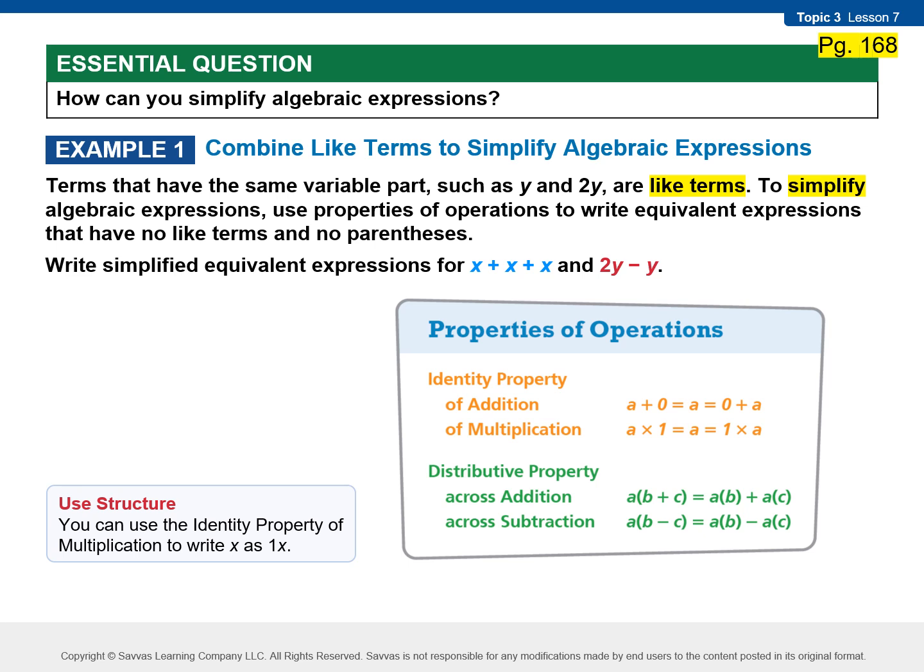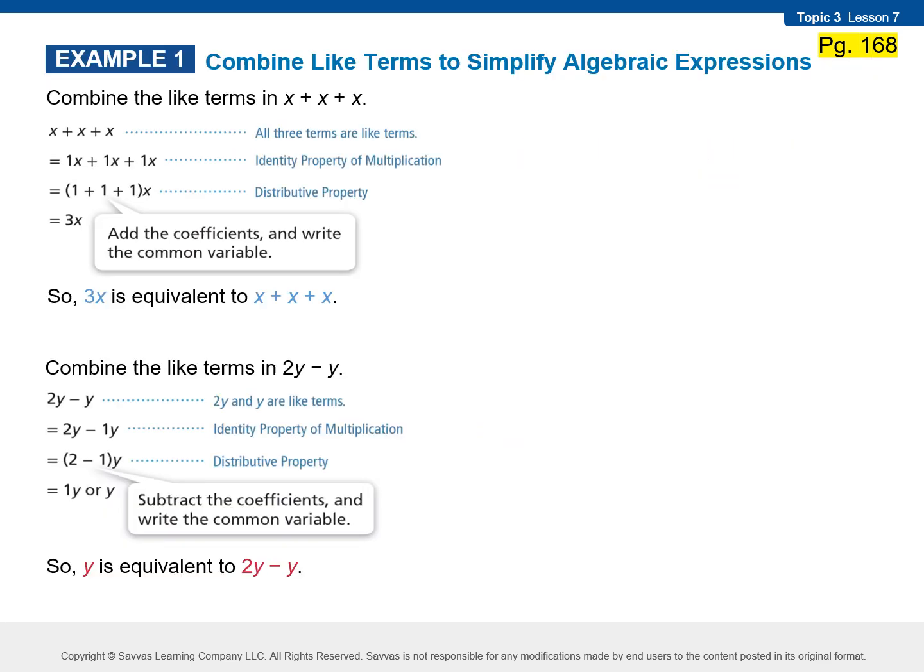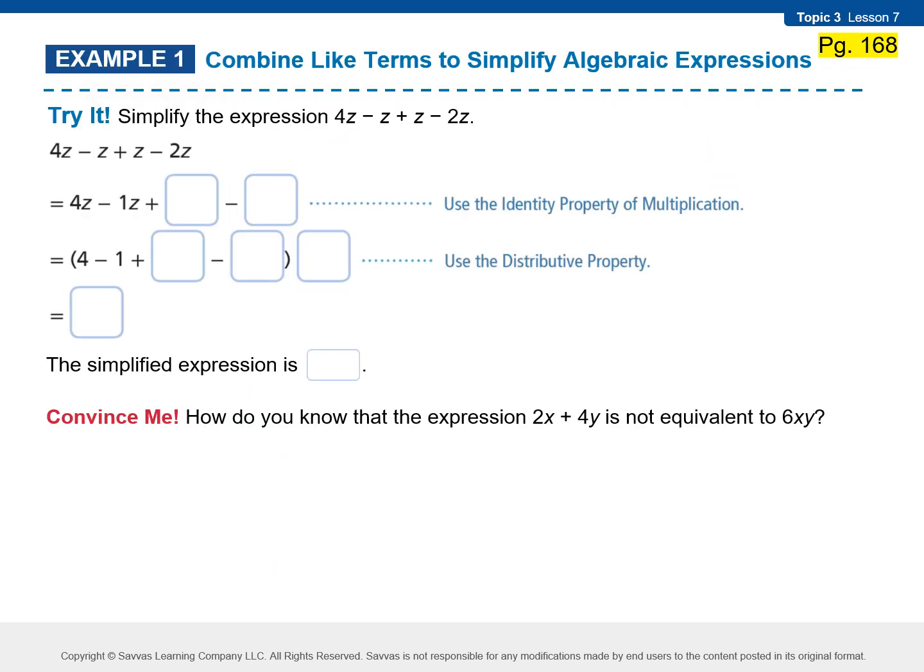Look at page 168. Remember, if you see something highlighted in yellow, it means it is a vocabulary term. So terms that have the same variable part, such as y and 2y, are like terms. To simplify algebraic expressions, use properties such as distributive, associative, commutative, things like that, in order to simplify your expression. Okay? Look at page 168, the example 1, try it.